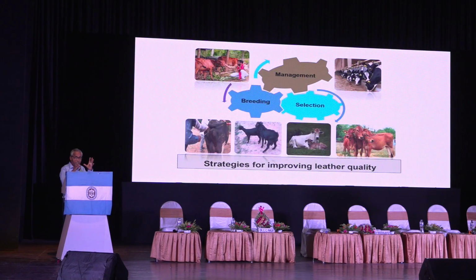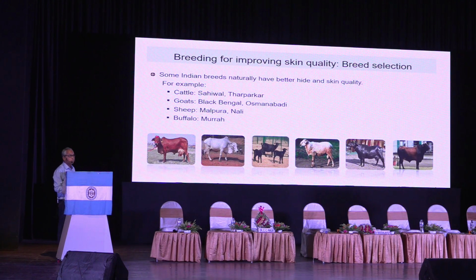The pillars or strategies for the improvement of the ultimate product, that is leather, depend on the selection of quality animals. Then breeding managemental aspect, that means which method of breeding we have to follow, and the managemental aspect. Now, first, breed selection.